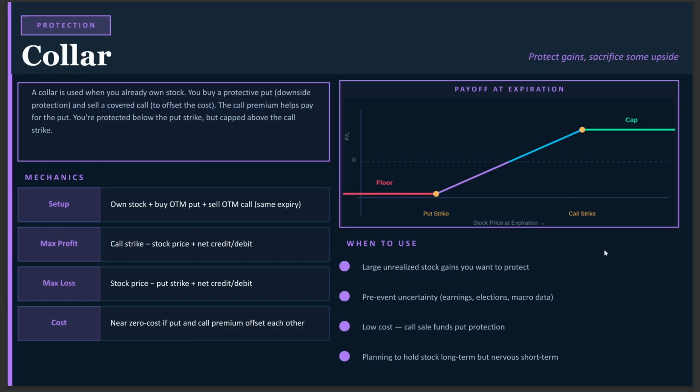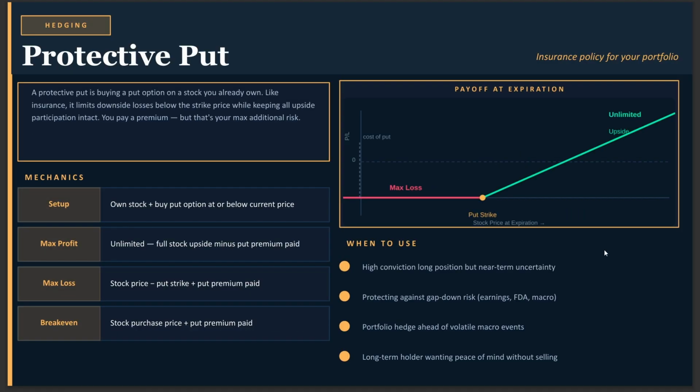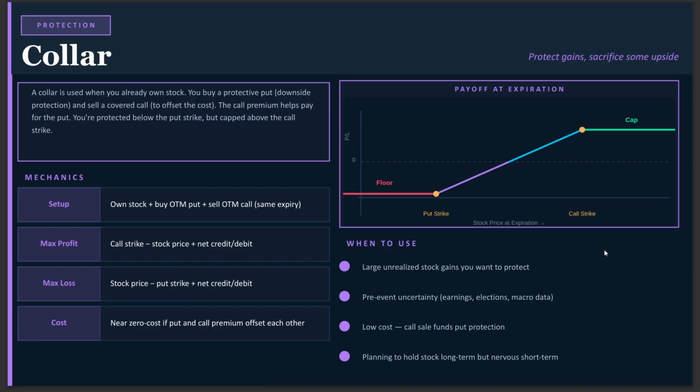So in my previous example, in the protective put, you're just spending X amount of dollars, like a debit, to protect your downside. But now, instead of spending the X amount of dollars, it's going to be the price of your put minus the amount of premium that you collected from your call. So if you have a large unrealized stock gain that you want to protect to the downside, this is how you would do it with a collar.